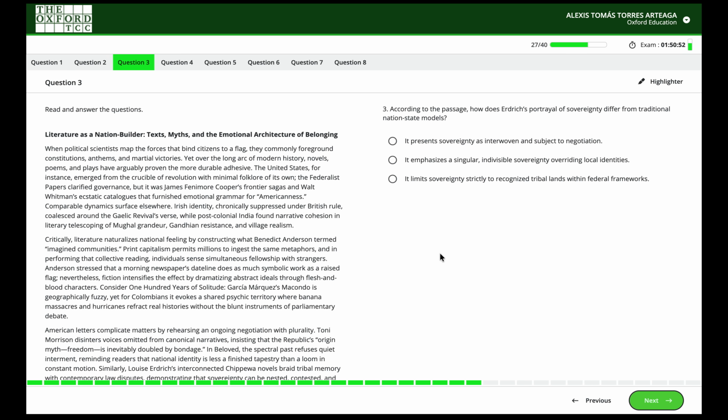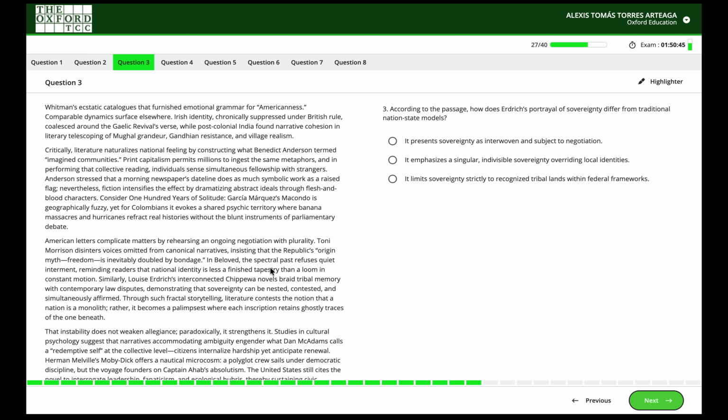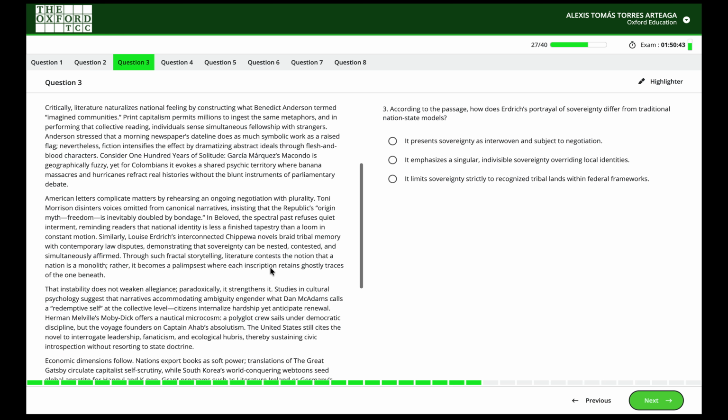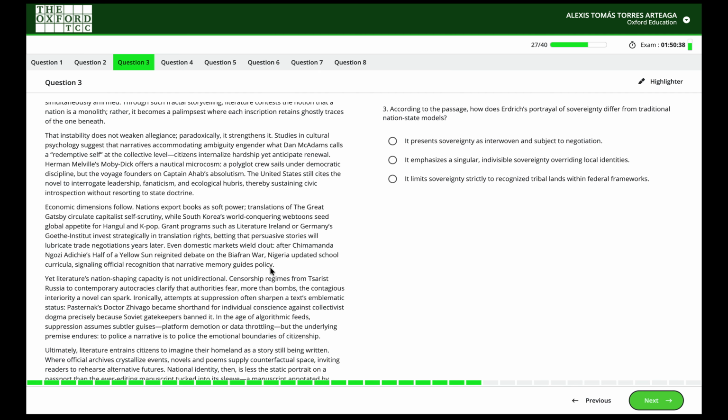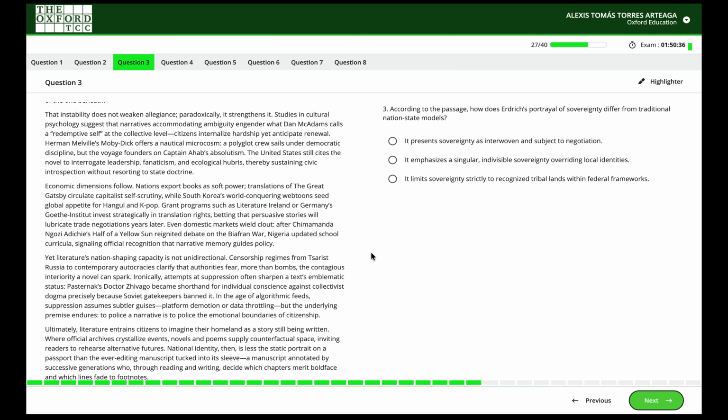How does Erdrich's portrayal of sovereignty differ from traditional nation-state models? Sovereignty. Erdrich. Sovereignty.